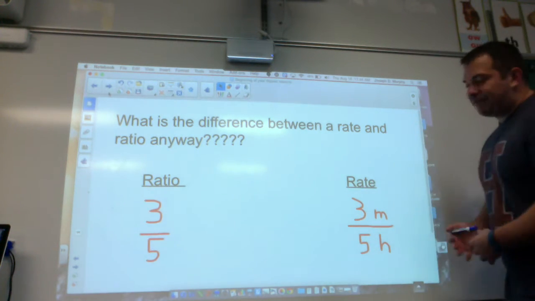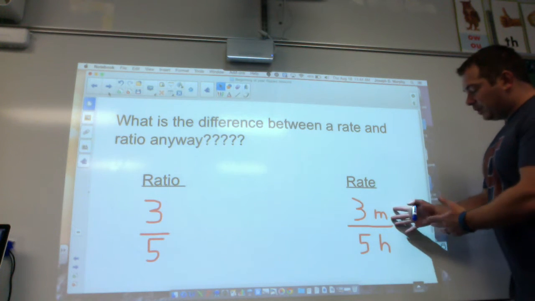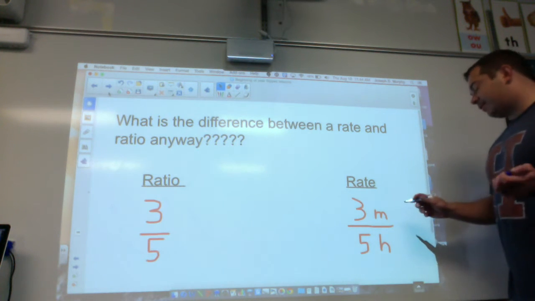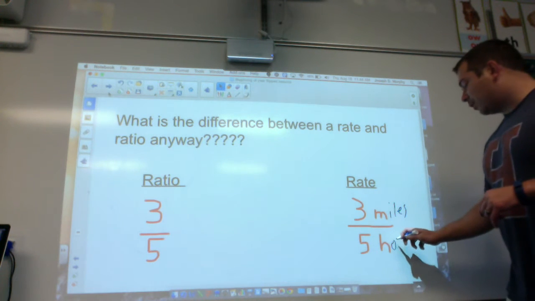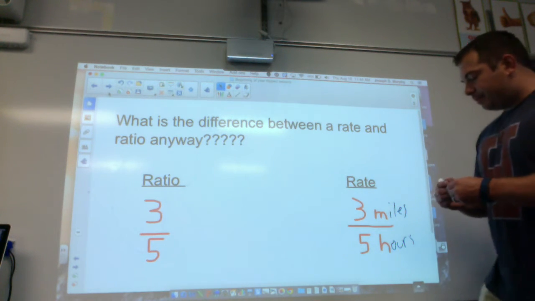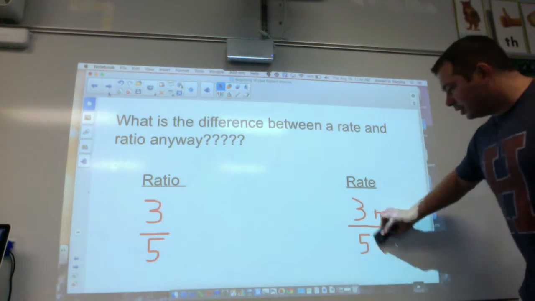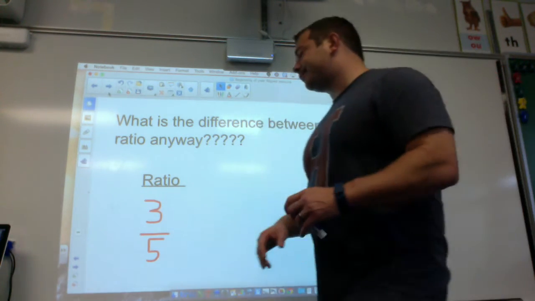With a rate, you have to have your units written down. You could make them smaller. I could have written the whole word out. I could have said miles per hour, but it's okay if we just leave them as abbreviations.